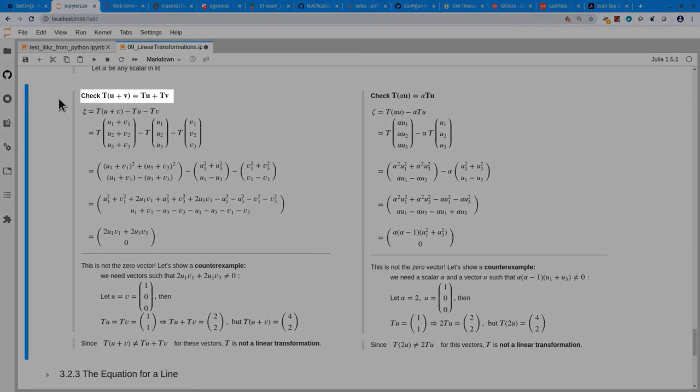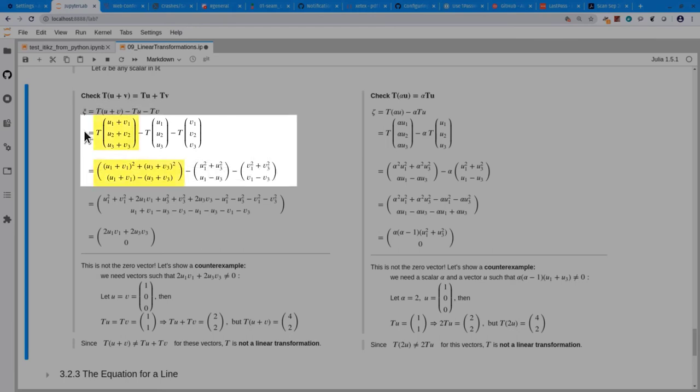And as before, let's start with the first condition, that T distributes over the addition, so T of u plus v is equal to Tu plus Tv, and we proceed exactly as before. So we set up some unknown vector c, and set it equal to T(u+v) minus Tu minus Tv, and therefore plug in our vectors that we had already prepared.